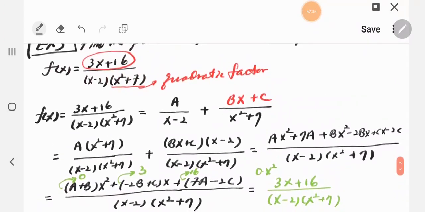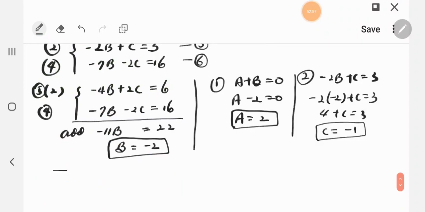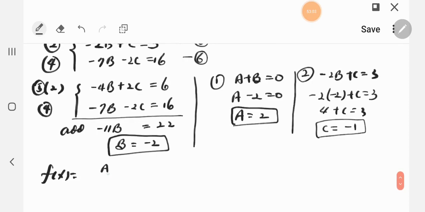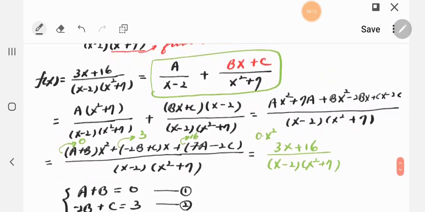So let's go back to the front. And we have this equation. F of x is the sum of these two. So let's write this and then replace a, b, c. The denominator is x minus 2 times x squared plus 7. So here f of x is equal to a over x minus 2 plus bx plus c over x squared plus 7, the second factor.